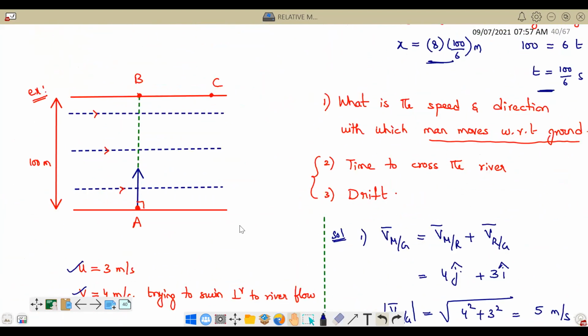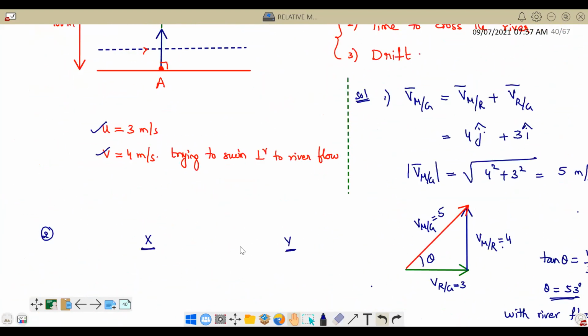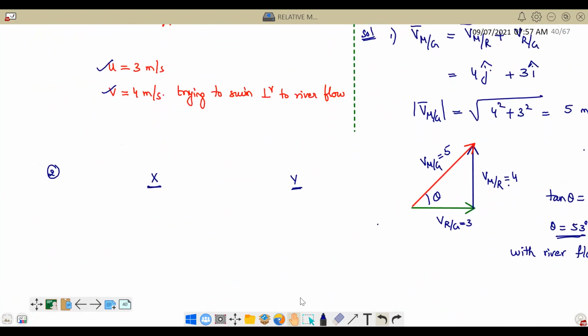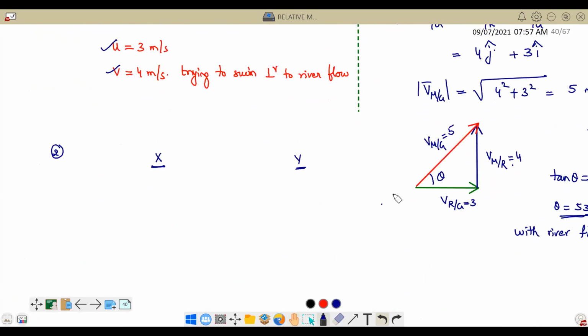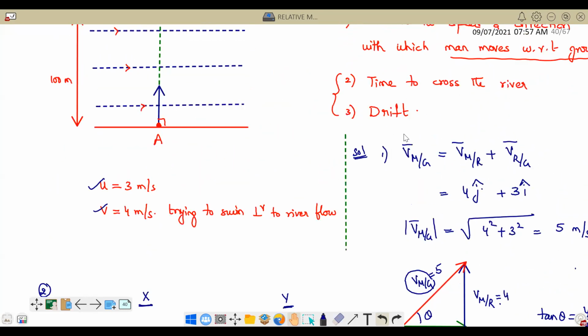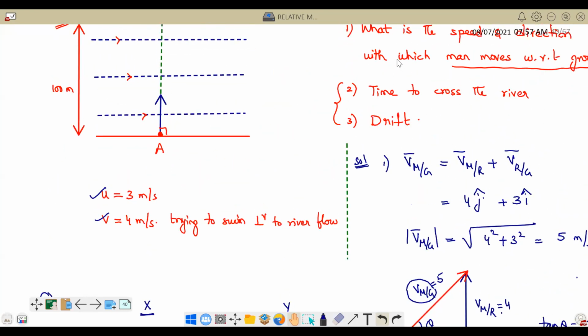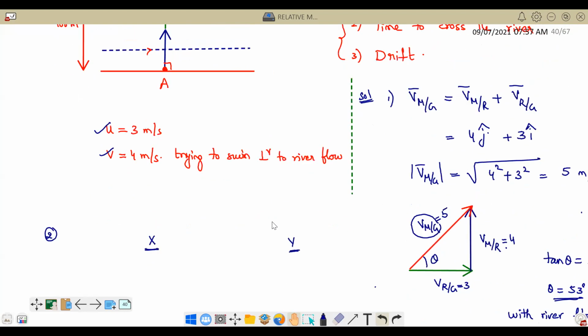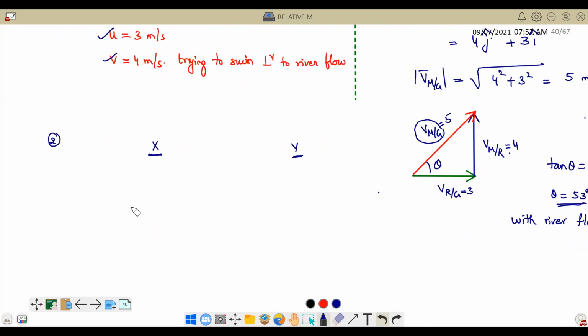Now here we have three velocities. Are you understanding? Here we have three velocities. Now the velocity which we need to resolve is this velocity, and that is the reason why I asked you to calculate this quantity first. To calculate this one, first you have to calculate this one. So now you resolve velocity of man with respect to ground in x direction and velocity of man with respect to river in y direction.